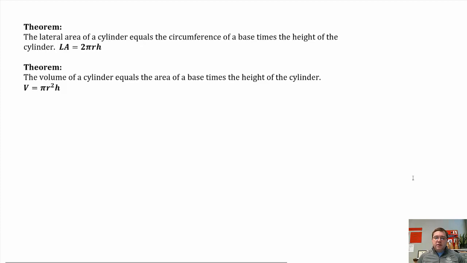The lateral area of a cylinder equals the circumference of a base times the height of the cylinder, or the lateral area is 2 pi r h. And the volume of a cylinder equals the area of a base times the height of the cylinder, or pi r squared h. So let's try those. Let's use them.